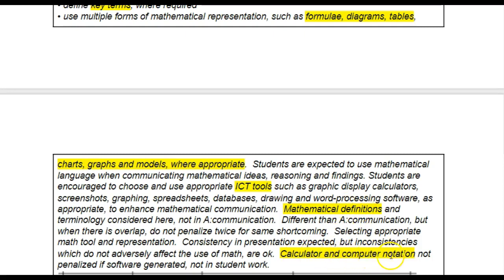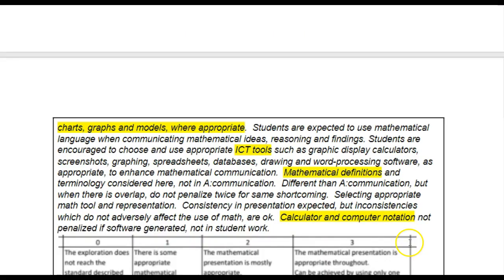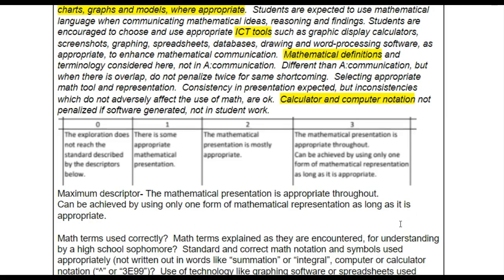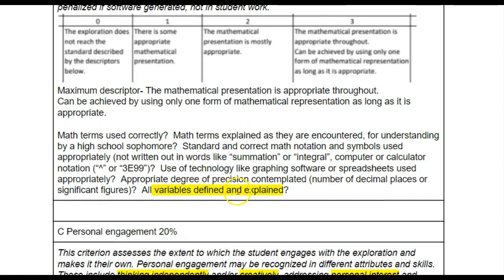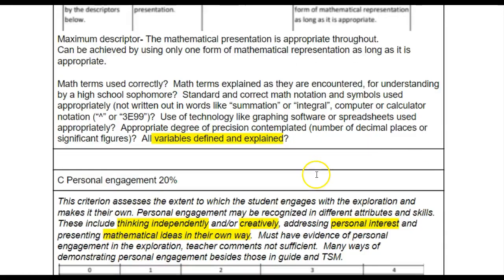You should not use calculator and computer notation unless it's part of a screenshot or something. If it's your work, you should not use computer notation. Computer notation would be something like using a circumflex for the exponent. Define all variables and explain all variables.